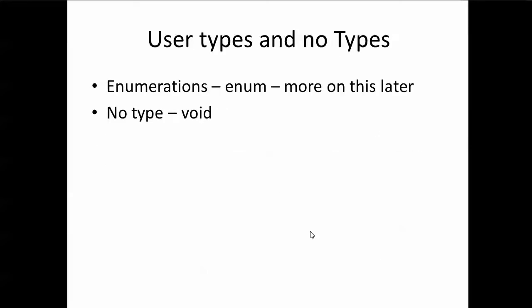Okay, so there are also user types, and there are enumerations, and we'll talk a little bit about this later. There's also no type. There's something called void. So when you write a function that doesn't return anything, you can say void. And C has a long history of void pointers, and they probably get used some in C++. I don't really ever use them. You just don't need to anymore.